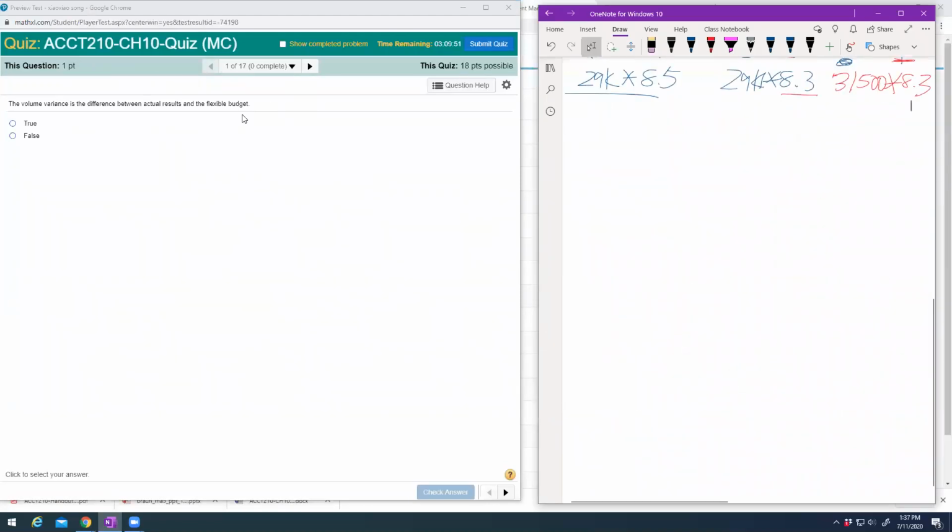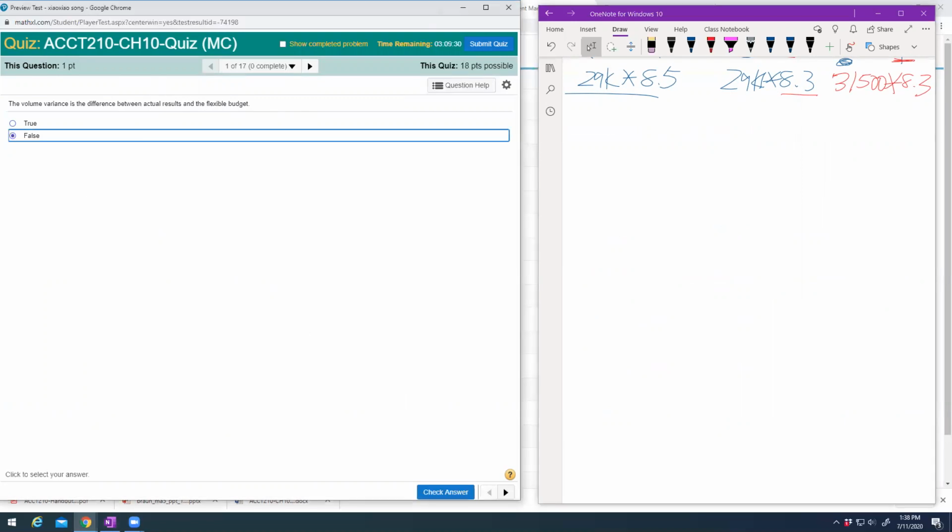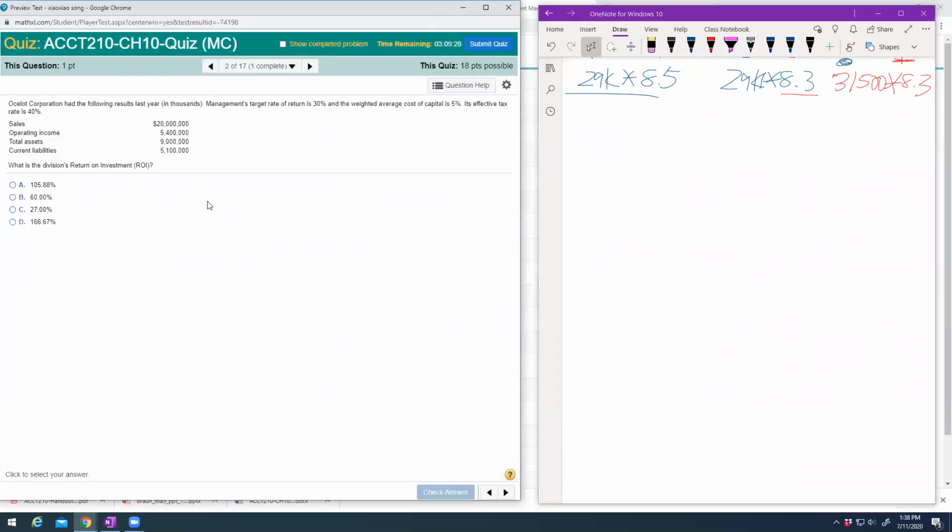Okay, first one, concept question. I don't really want to go over it. I believe my students can get it. Volume variance is not the difference between actual and flexible budget. The actual versus flexible budget difference is called the flexible budget variance. So you should know the answer is false. Next one, I want to do this one with you.